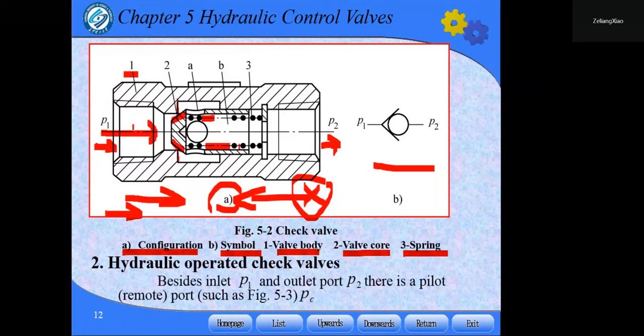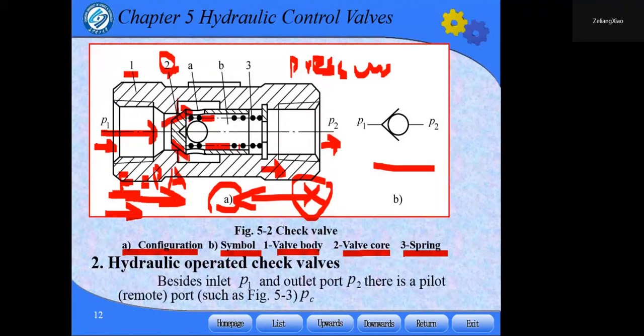When there is pressure oil, the pressure oil has pressure below, and the pressure force is the pressure multiplied by the area. When the force is larger than the spring force, it can push the valve core in this direction, so the pressure oil can go into this space.